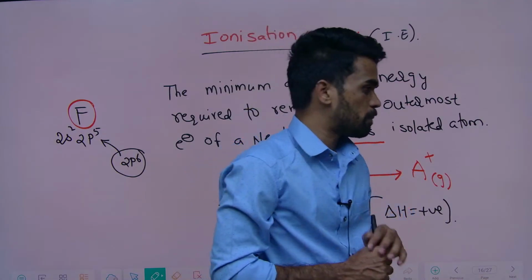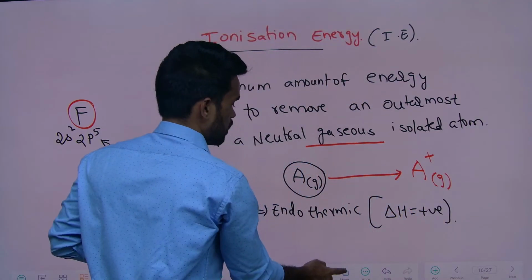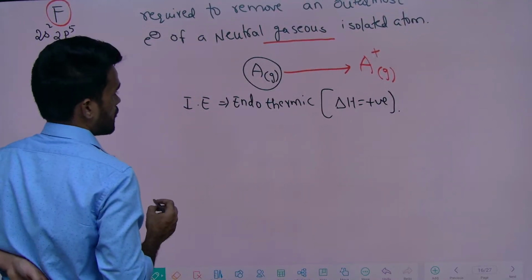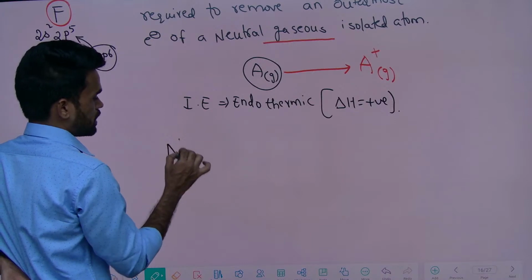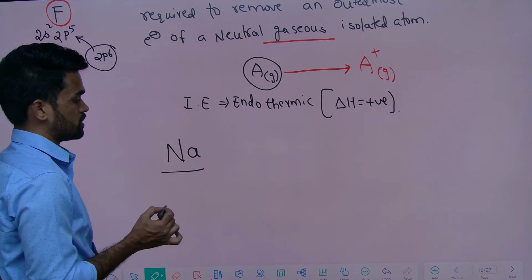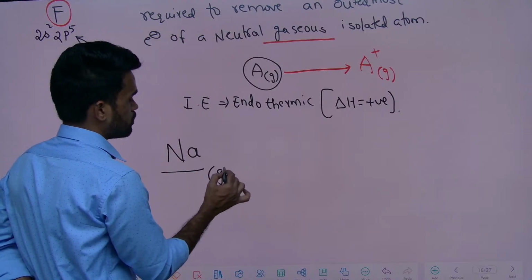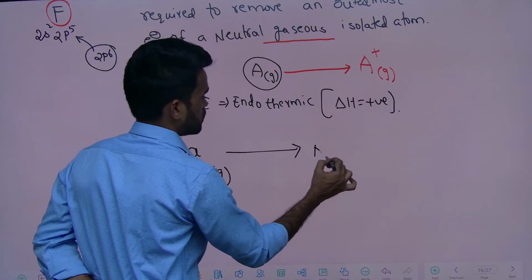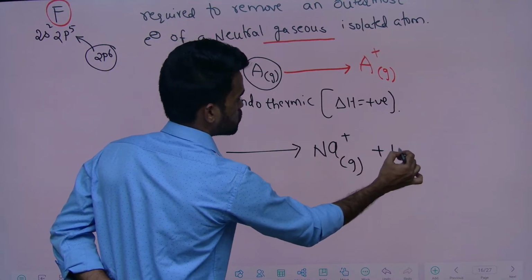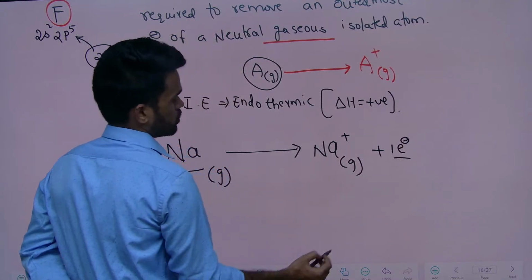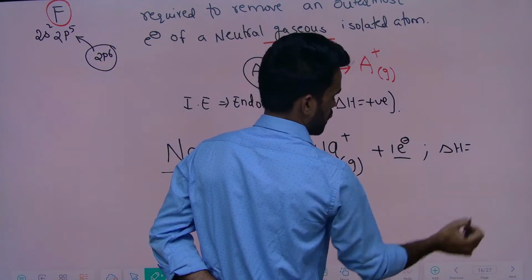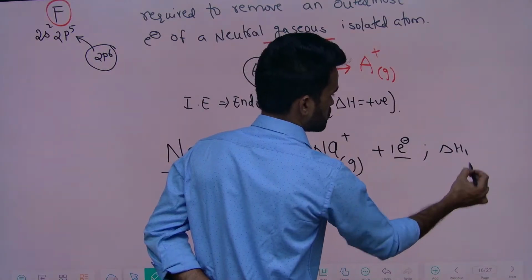Okay, I hope up to here it is clear, right? Now let us discuss this. For example, I am taking sodium here. Sodium metal, we know, is in solid form first. Convert that into gaseous form, then remove the electron. So the electron is removed and it becomes positively charged. One electron is removed. During this process I am using some amount of energy, which I call delta H1.